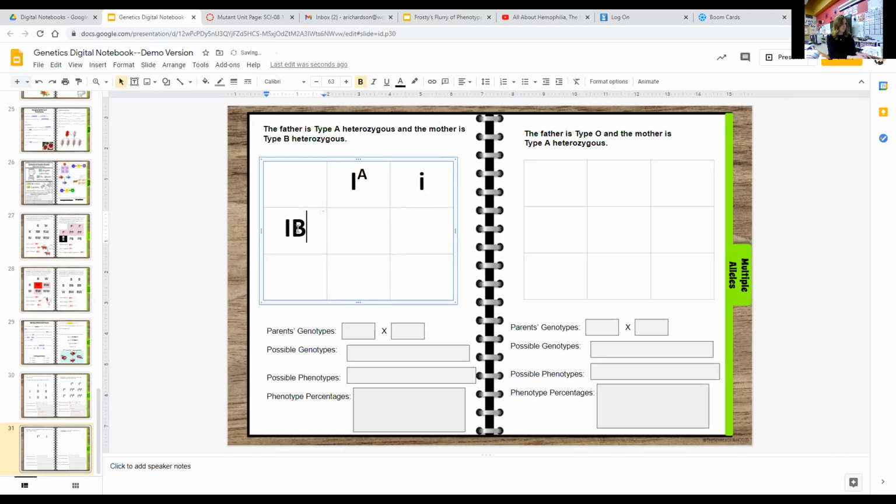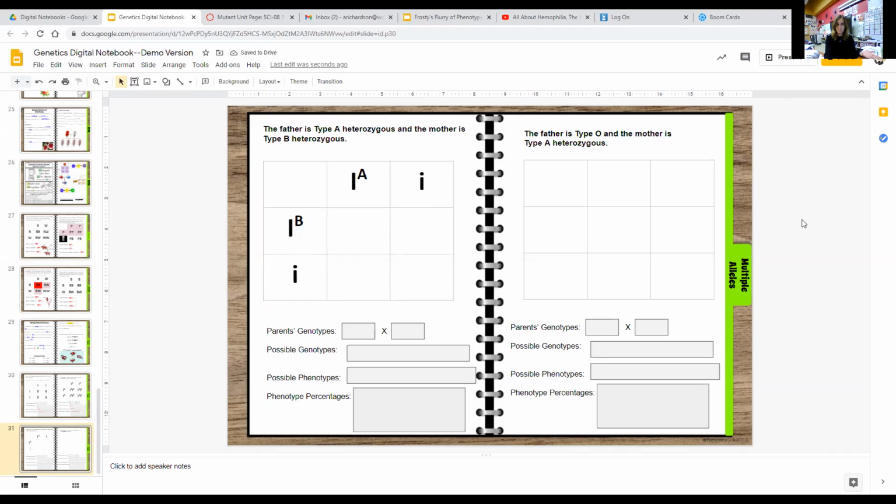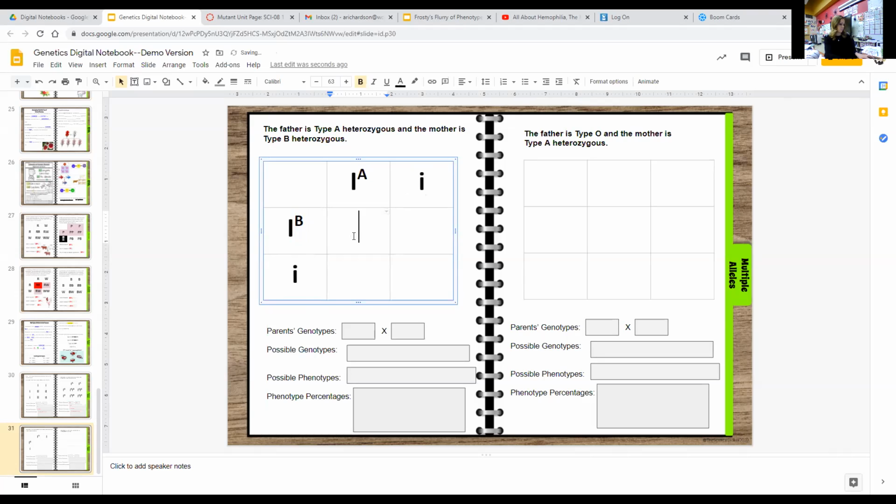Mom has type B heterozygous, which means that she also had a parent who had type O blood. That's where this one comes from. So now we're going to come in here. I'm going to bring my IAs down. Bring my i down. And bring my B across. So IB, IB. Bring my little i across down here. I'm going to fix my little B's here.